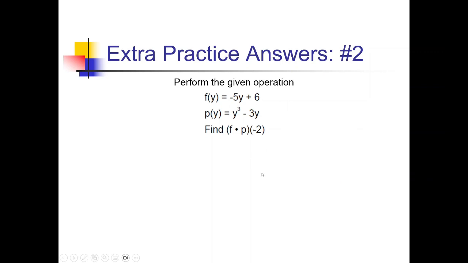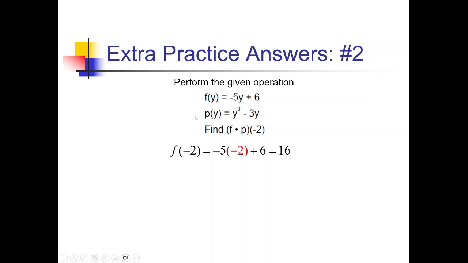For this next problem, we are taking the f and the p function and multiplying them together with negative 2 plugged in. So in terms of my strategy, I'm actually going to figure out f of negative 2 and p of negative 2 separately, and then whatever I get, I'm just going to multiply those two answers together. So let's do f of negative 2 to start off with here. That's going to be negative 5 times negative 2 plus 6. That's positive 10 plus 6, which is 16.